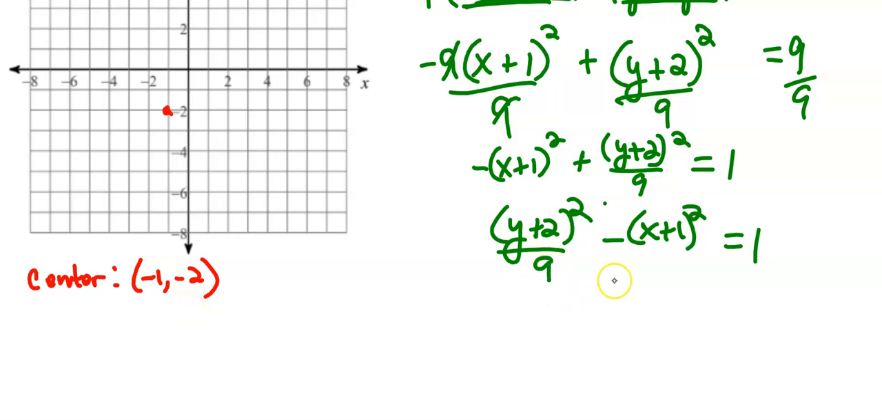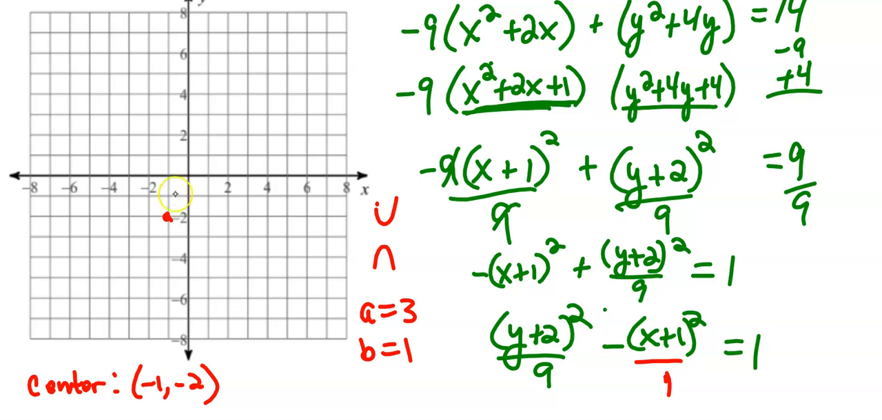We can identify our a and b, and this is like having a 1 under it. So the a term comes first here. a must equal 3, b is equal to 1. This is going to be vertical because the y term's first here. So I'm going to go ahead and make the box over here on the graph. We're going to go up 3, put a dot, down 3, and then 1 to the right and left of the center and make our box. And then we're going to draw our asymptotes.